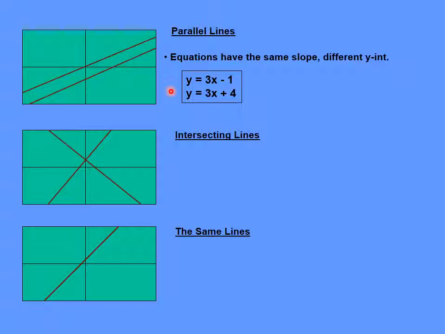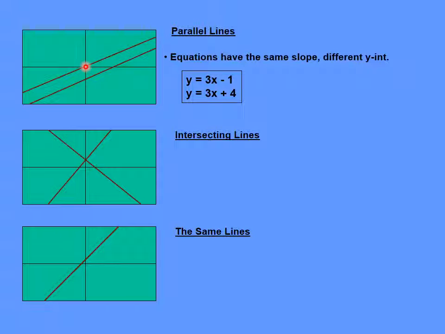So let's have a look. So here we have two equations. And notice that they have the same slope, a slope of 3 and a slope of 3. They have different y-intercepts. This one has a -1 y-intercept, this one has a +4. That means that we have two parallel lines because they both have the same slope. And notice that these two have different y-intercepts. Now these lines are not exactly the lines for these equations, but just a general example. So these show that we would have the same slope and a different y-intercept.